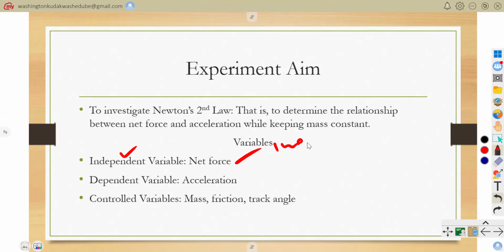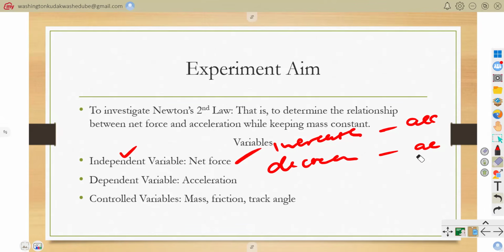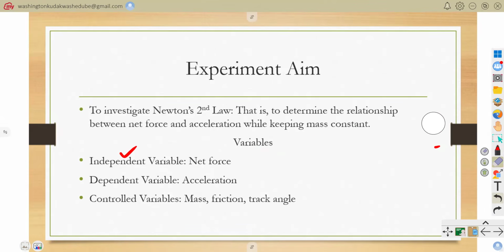If we increase our net force, what happens to our acceleration? If we decrease our net force, what happens to our acceleration? That is what we want to determine. Hence, our independent variable is going to be the net force, but our dependent variable is going to be the acceleration.